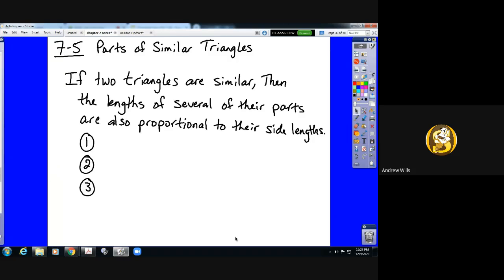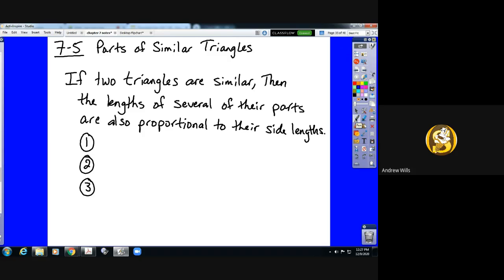There we go. Okay. Today we're talking about Chapter 7, Section 5, which is entitled Parts of Similar Triangles. Once again, we're going to break this lesson into two separate virtual lessons. We'll do the first half of the lesson today and the second half of the lesson on Friday. So what we're talking about here are bits and pieces of similar triangles.